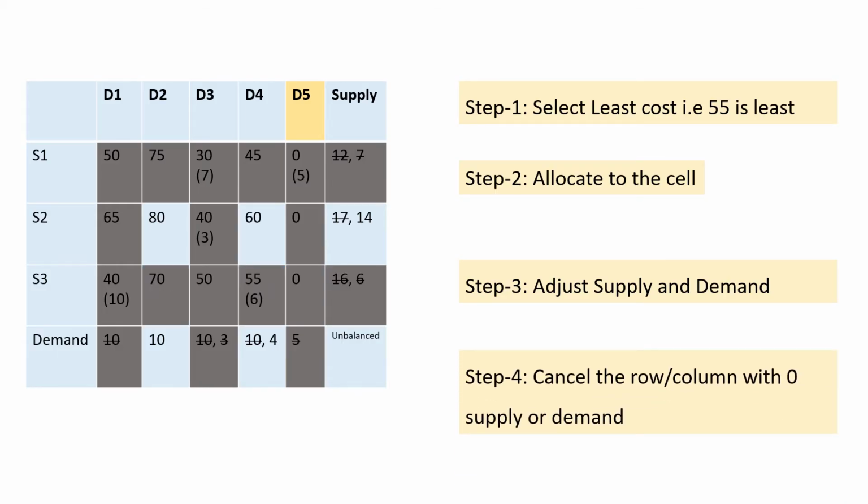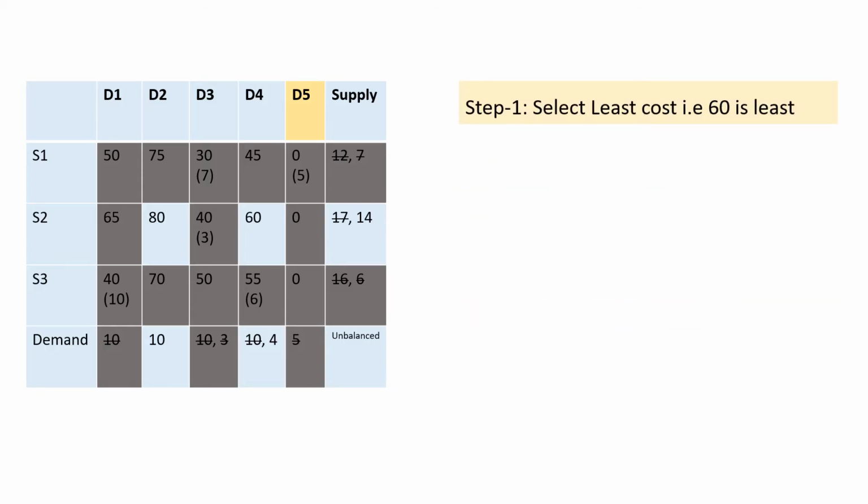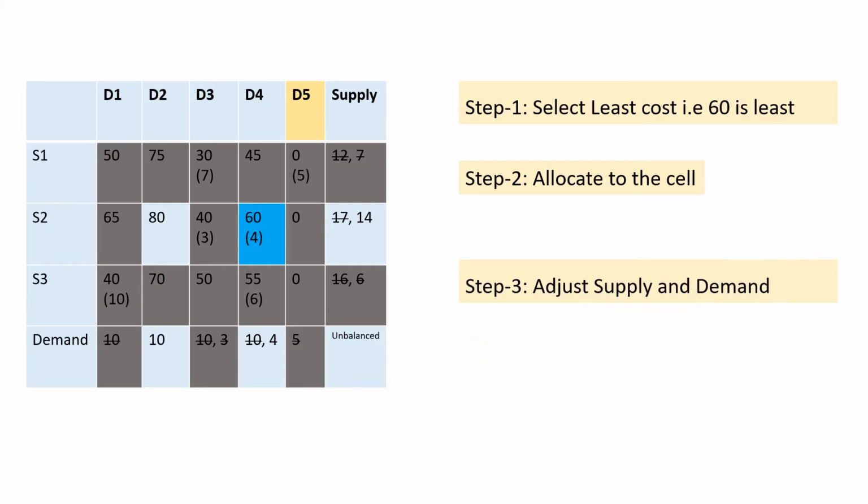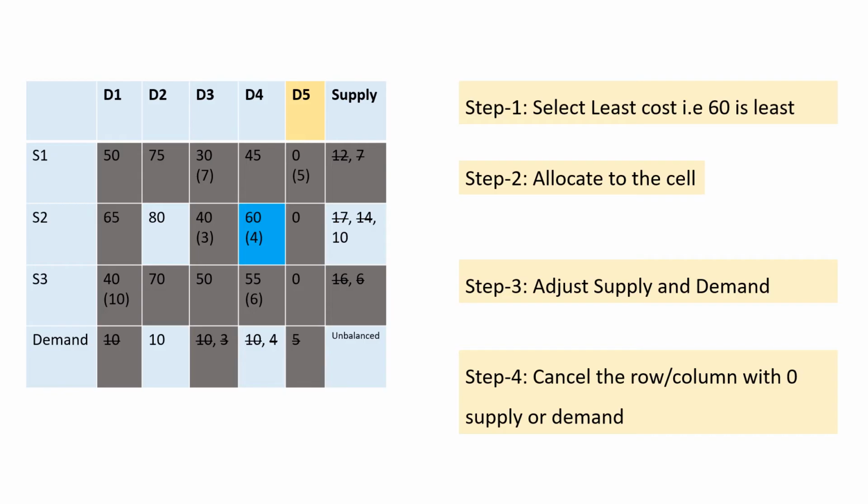So we have to cancel out, and we remain with 2 cells. So among 80 and 60, 60 is the least. So we have to select 60, and we have to allocate. There is 4 and 14 corresponding values, so we have to allocate 4. Then after we have to cancel out 4 in the D4 column, and we have to subtract 4 from 14, and the remaining is 10. And we have to cancel out the row or column having 0 values, so we have to cancel out the D4 column, and the next cell is already 1 cell, that is.